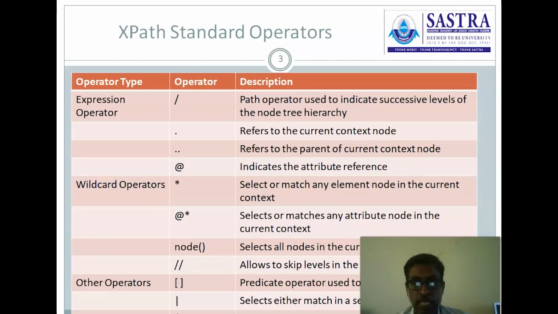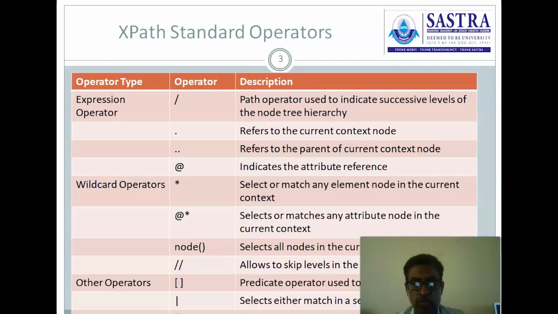And then //: you can skip levels in the hierarchy. Generally, when we are traversing, we need to travel from the root node to the leaf node. Suppose you want to skip a level. You are currently in the first level.